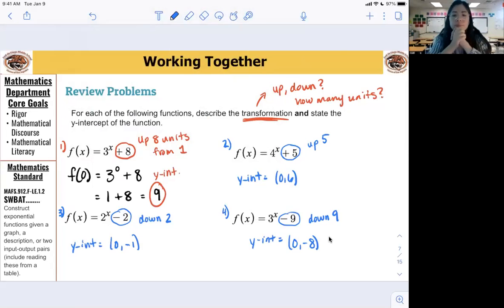Miss, whenever there's a number and an x above it, you can always substitute the x for 0? Yeah, you can substitute the x for anything you want. But if you're looking for the y-intercept, you're always going to want to plug in a 0. Okay.